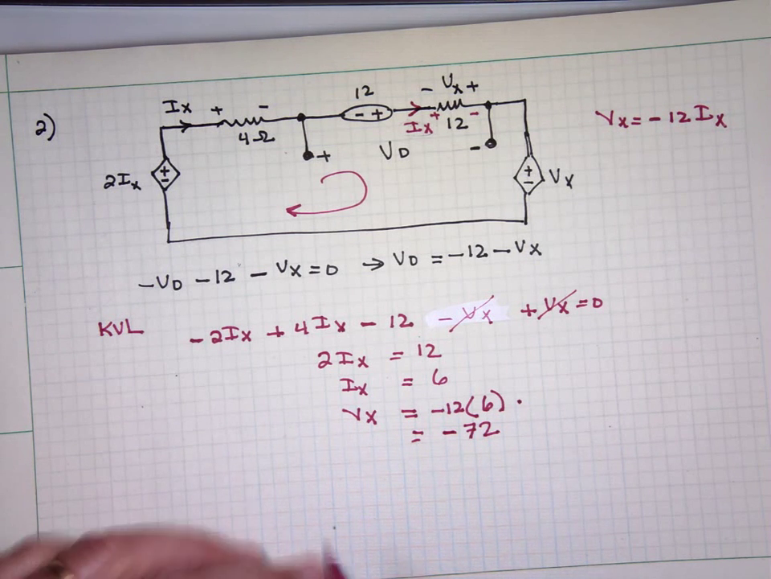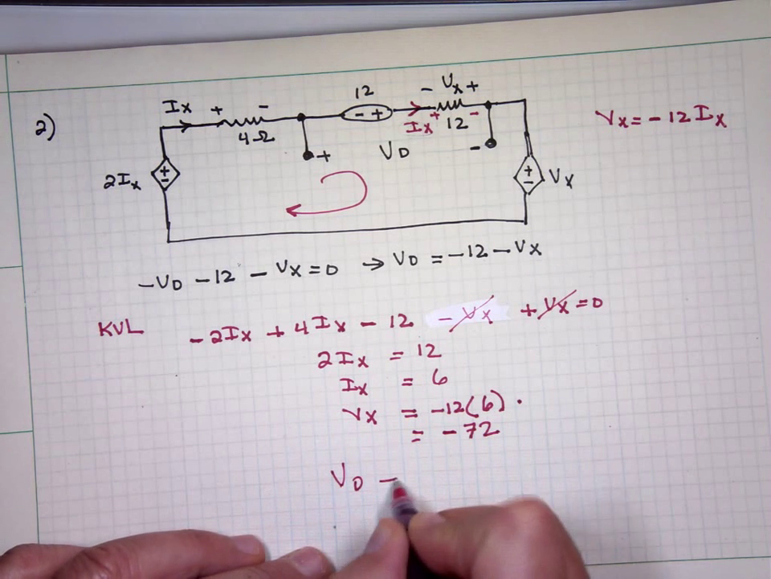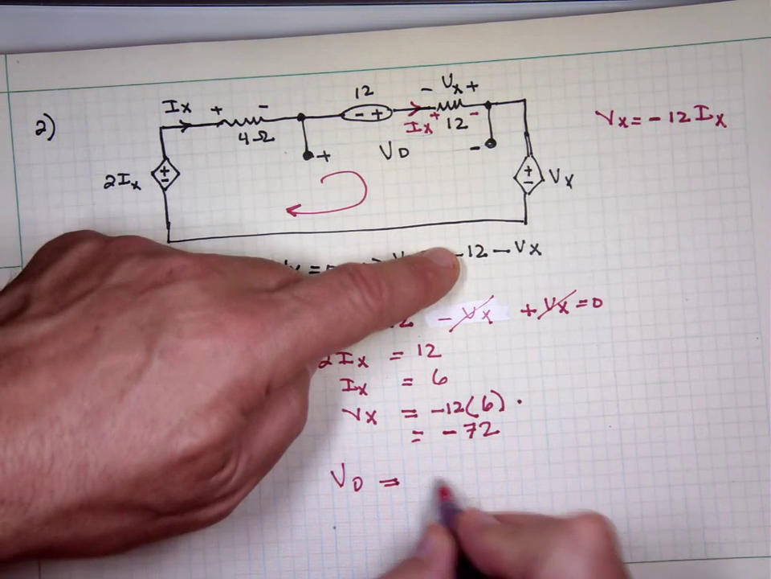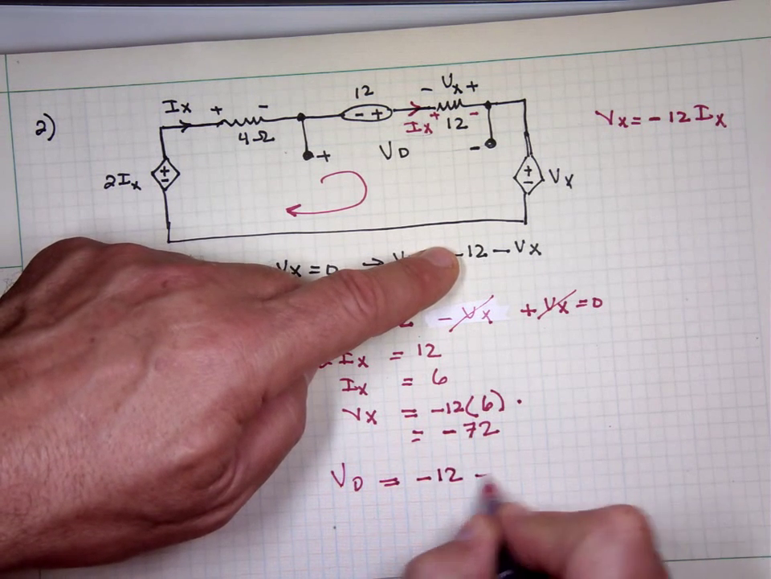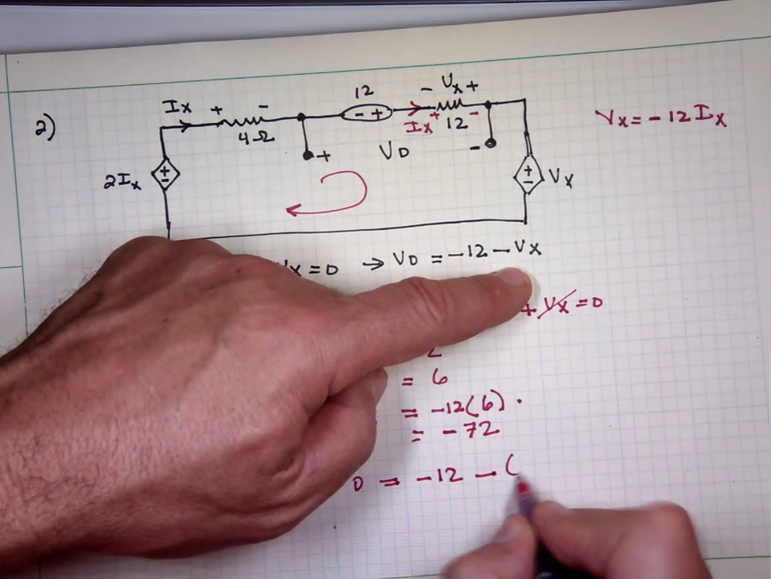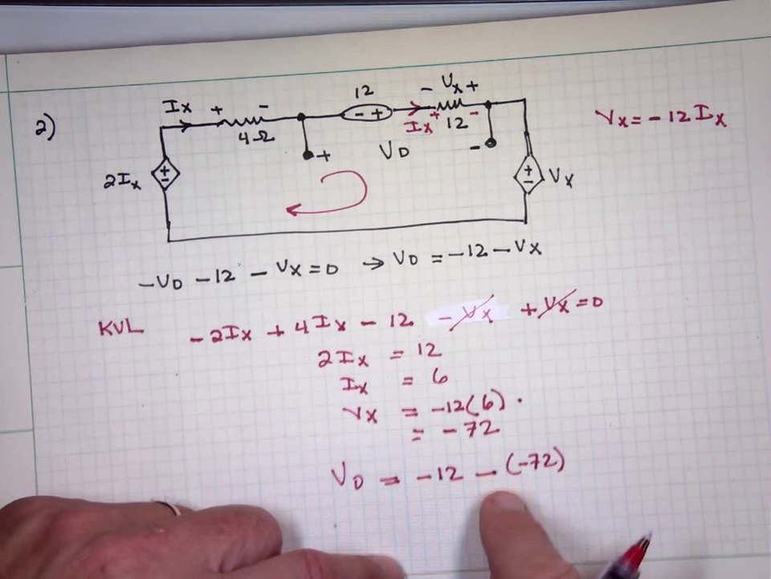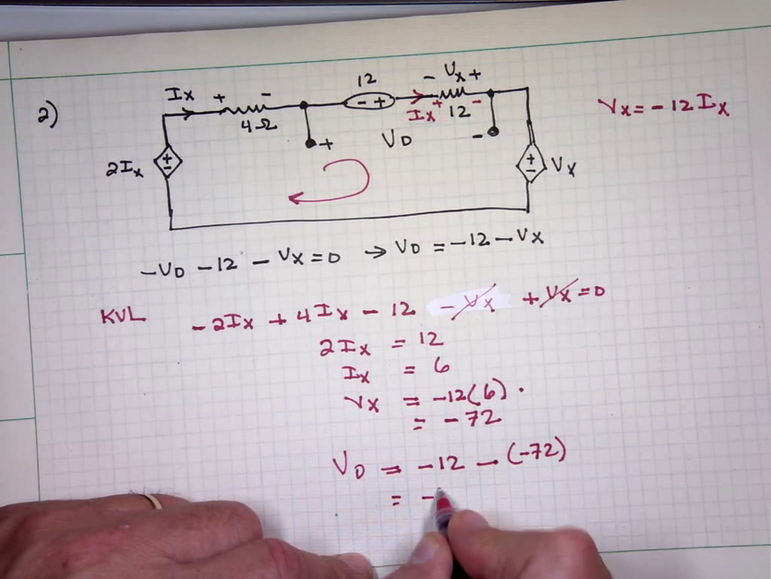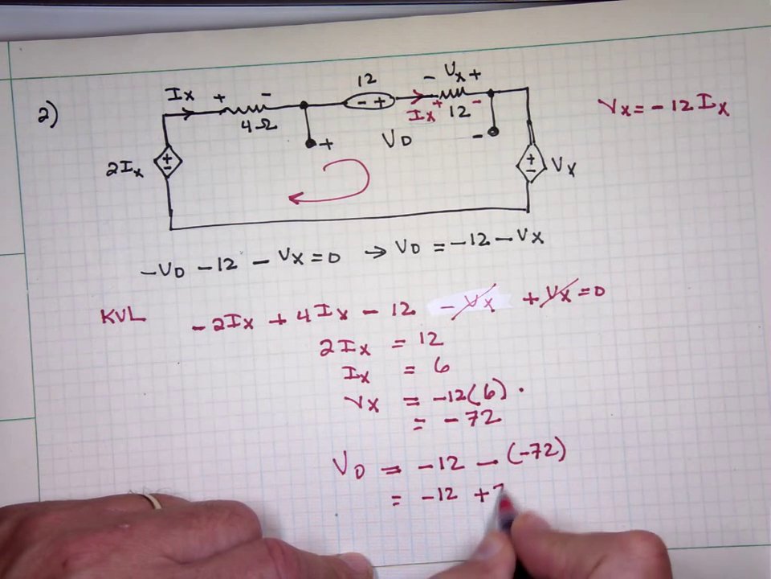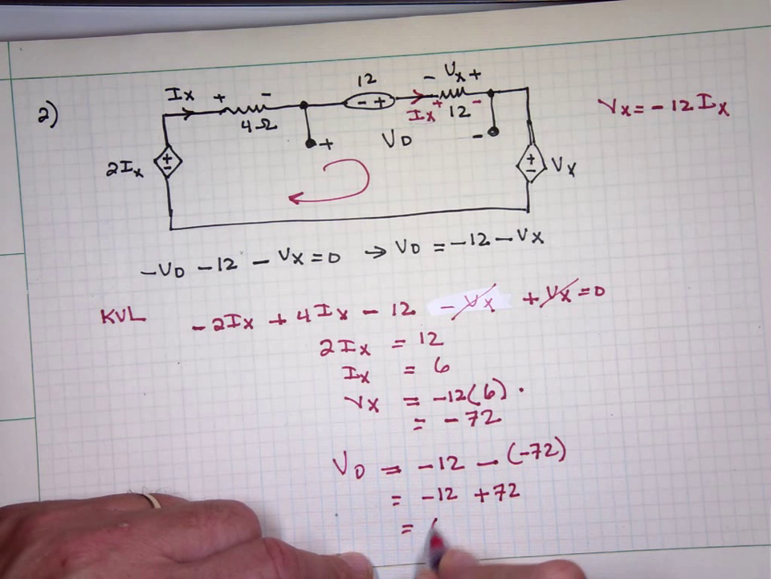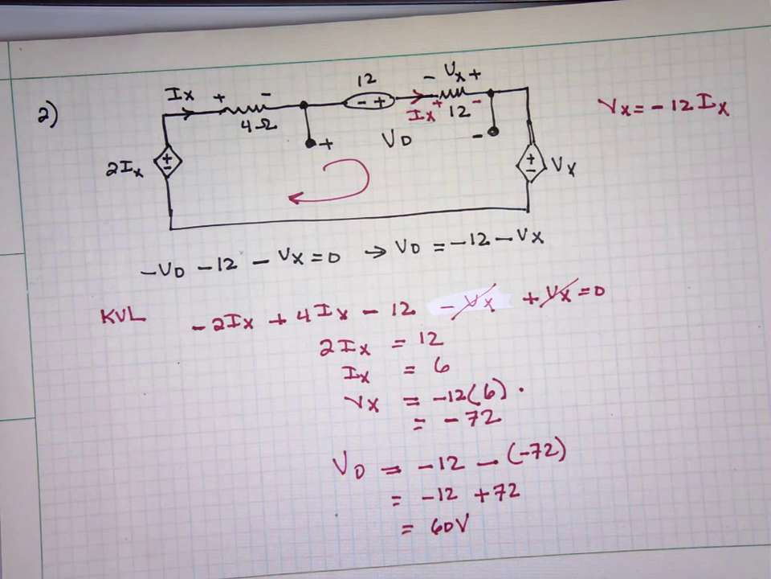What's V out? Well, we said V out is negative 12 minus Vx. Well, what's Vx? Negative 72. What's negative 12 minus a negative 72? 60 volts.